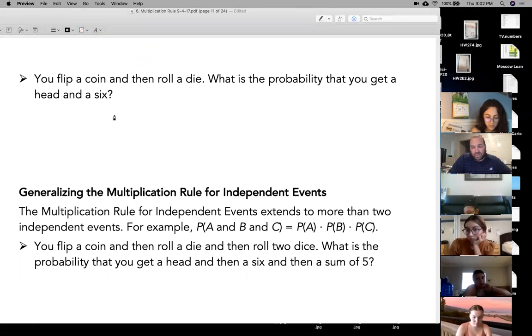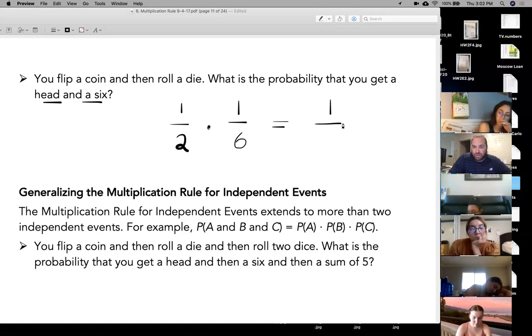50-50. A head is 1/2, and then a 6 is 1 out of 6. And therefore, what's the probability? 1 out of 12. Because they're independent events, all you have to do is multiply their individual probabilities, 1/2 times 1/6, to get the net probability, 1/12. Does that make sense? Yes.